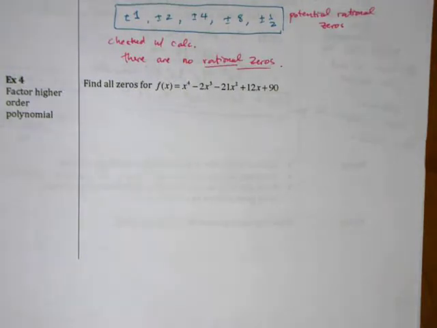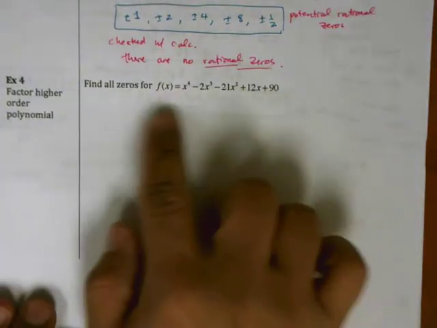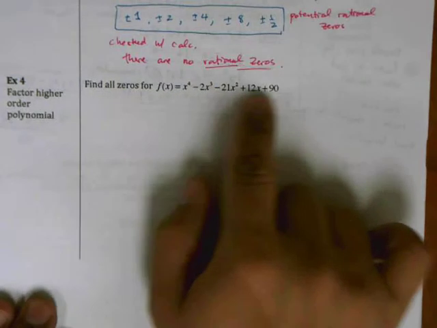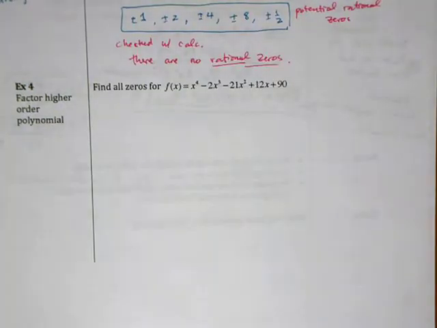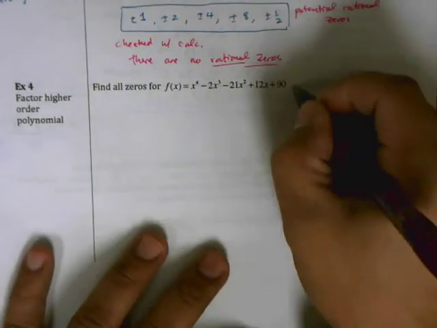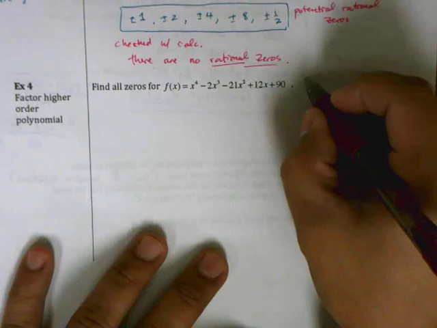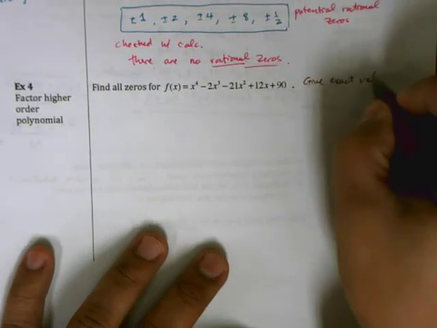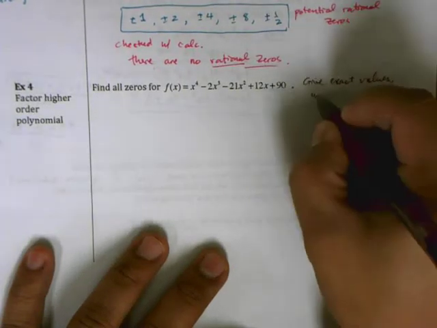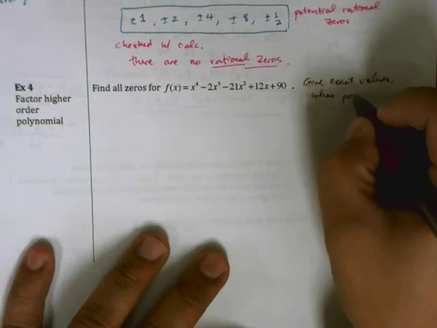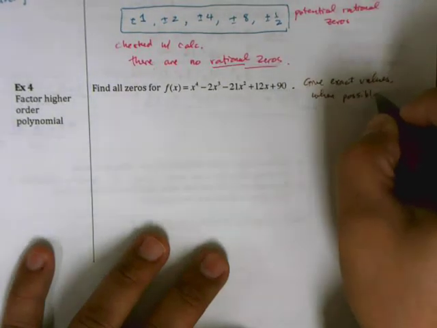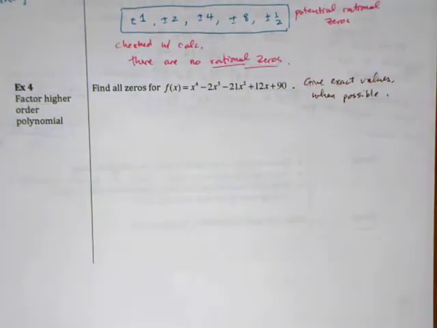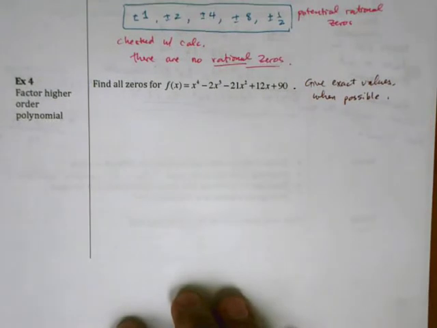We're going to finish this out with one big example here that just asks us a simple question. Find all the zeros of this. And I should really add on to this, give exact values when possible. Okay, if it's not possible, it's not possible. But if it is possible, we need to find all of the exact values.